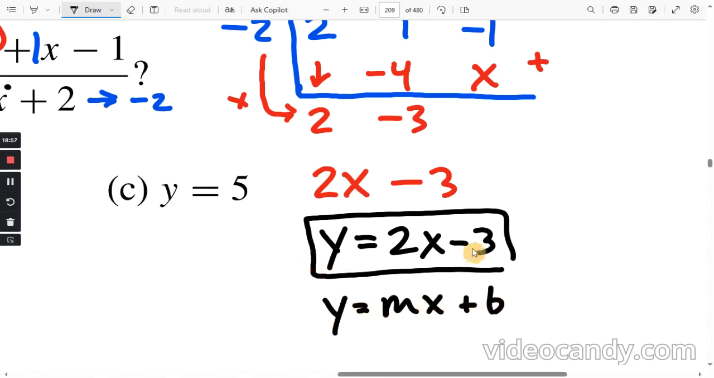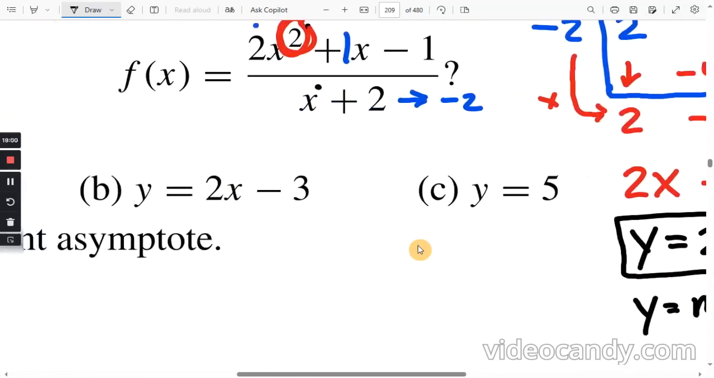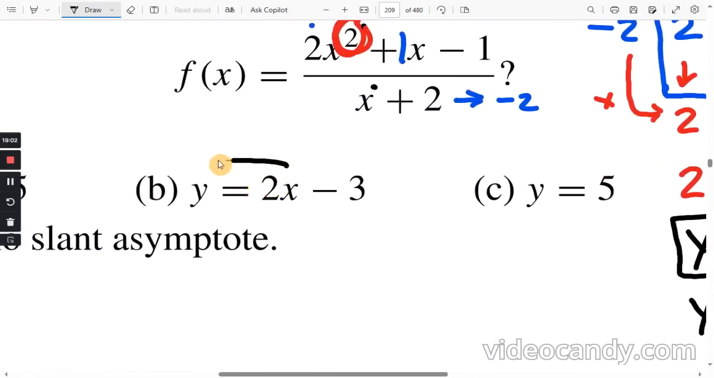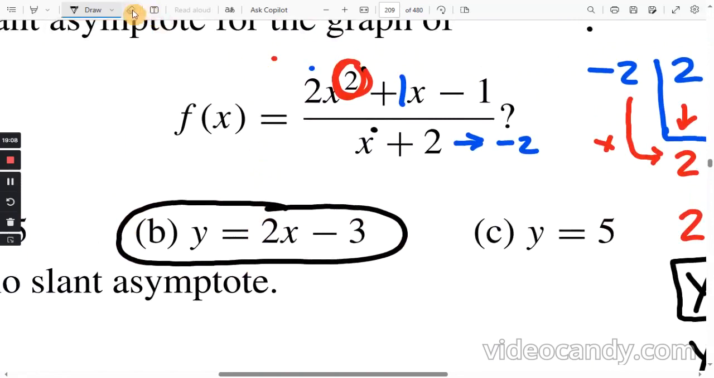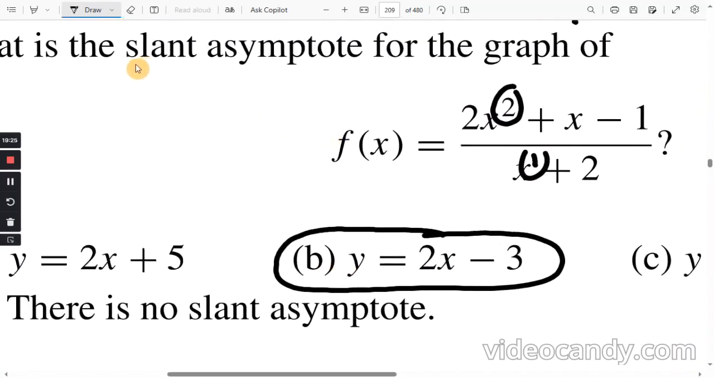But anyhow, that's it. Y equals 2x minus 3. That is answer B. All right, so remember, for the rational function here, if the degree of the numerator, this here is an exponent of 1, is exactly 1 more than the degree of the denominator, that is going to give you a slant asymptote, and you just divide.